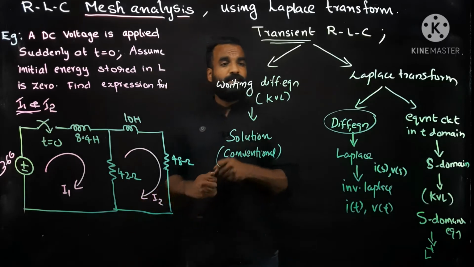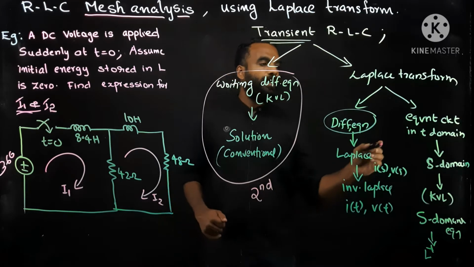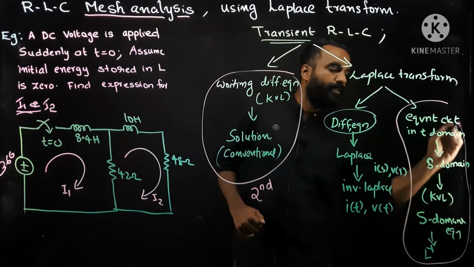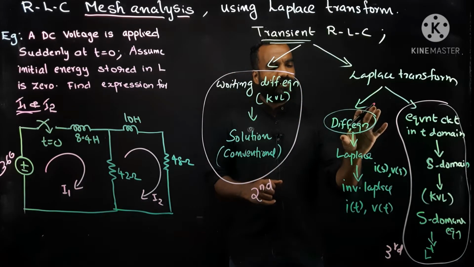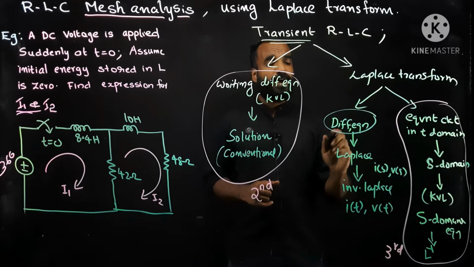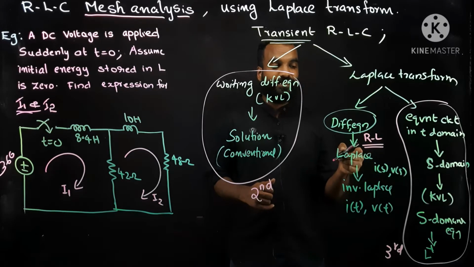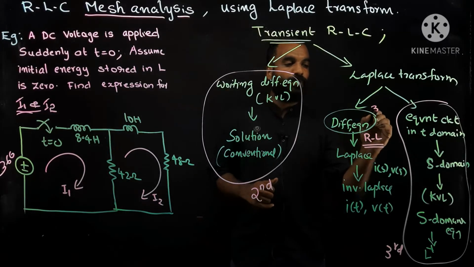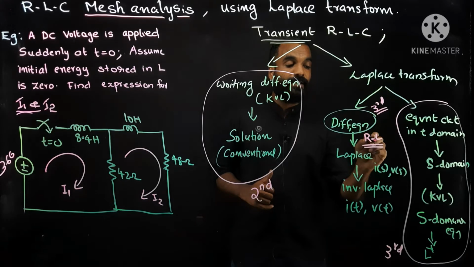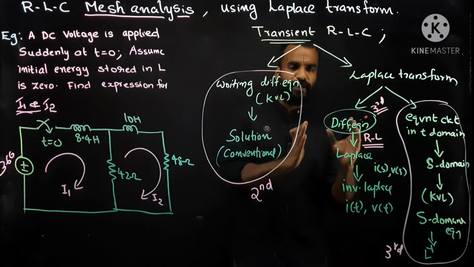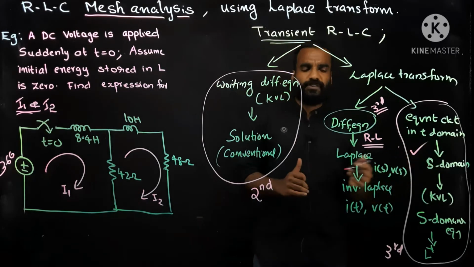This area is covered in detail in the second module, and this area was done in the third module in the last few classes. This was also explained while I was doing the derivation of the RL circuit. Please check your previous class of the third module where we applied the Laplace transform. Initially I applied this method, and in that class itself I suggested this is the easy method, and we switched to this method.